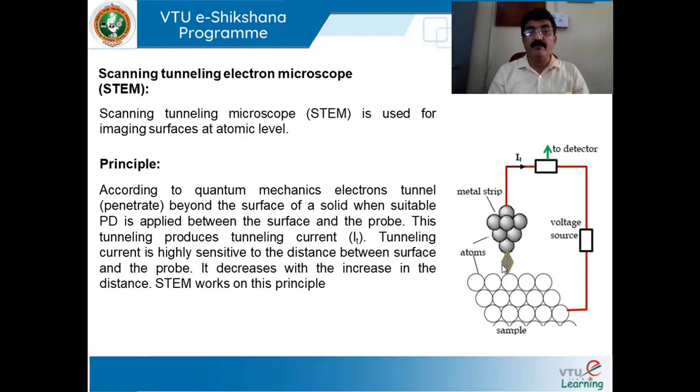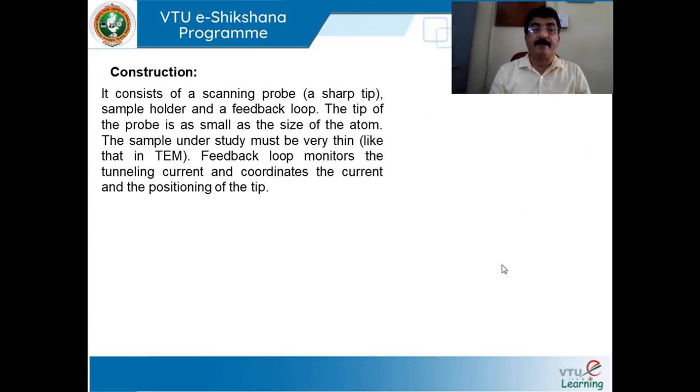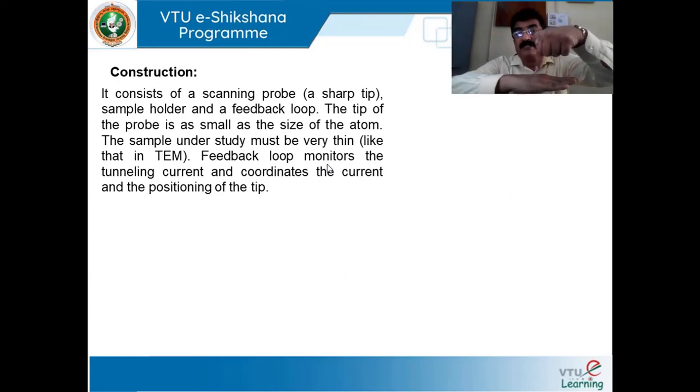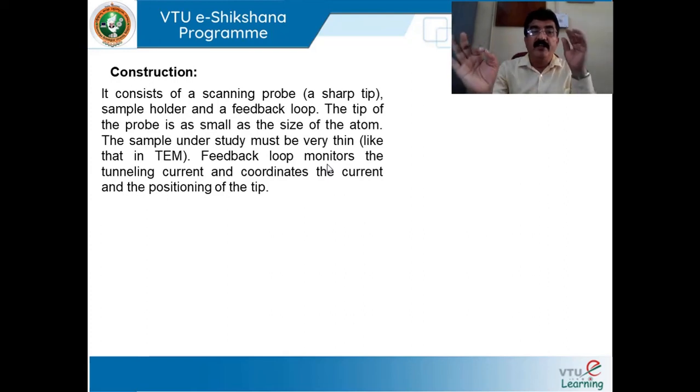So now let us see how the instrument is designed, means how it is constructed. Construction part. Obviously, there must be a sharp tip, sample holder, feedback loop. Feedback loop is nothing but the detector. So it consists of a scanning probe, sample holder, and feedback loop. The tip of the probe is as small as the size of an atom, so it must be a very, very small tip. The feedback loop monitors the tunneling current and coordinates the current and positioning of the tip. It not only measures the current coming from the tip, it also monitors the gap, whether it is very close to the surface or far away from the surface. All those things are monitored by the feedback loop.